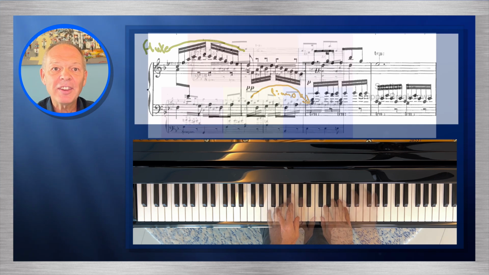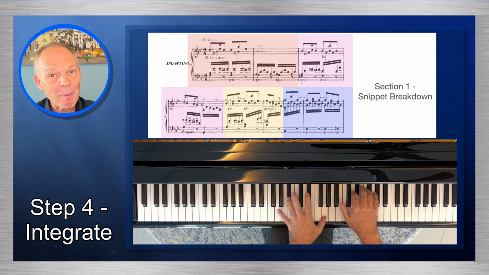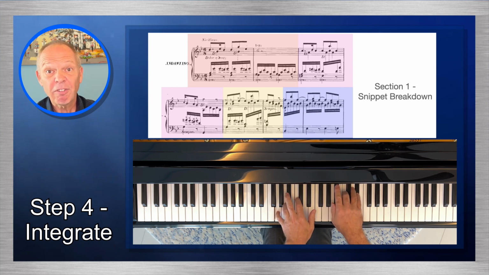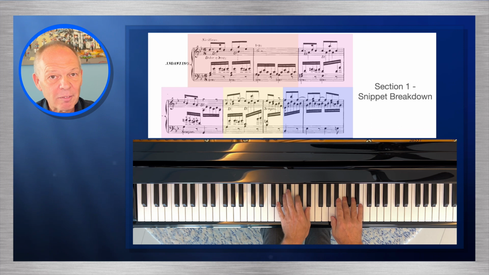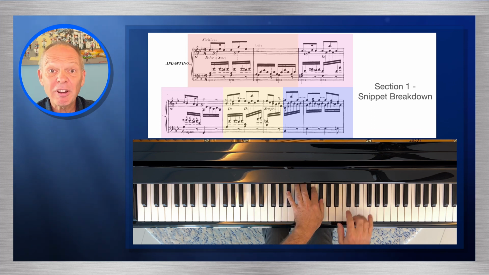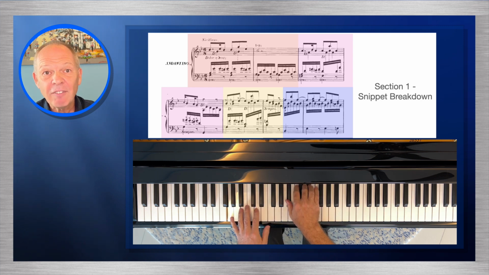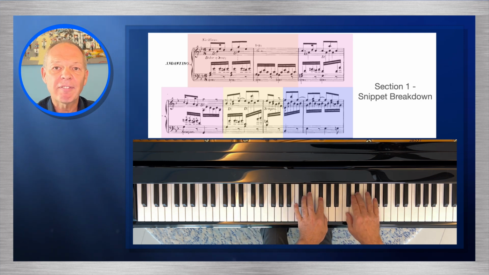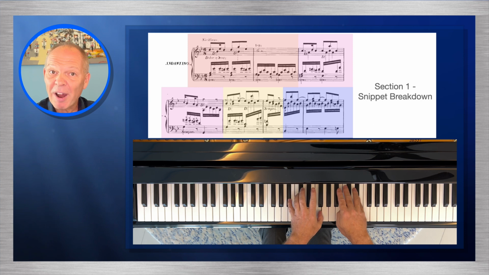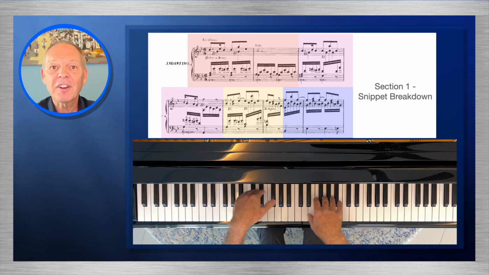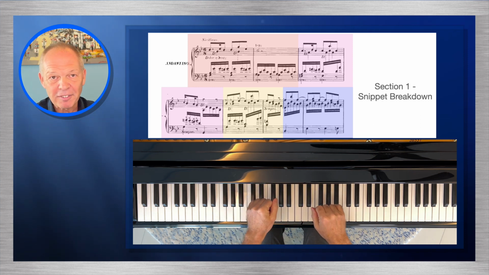As you start getting these different snippets under control, think about integrating them. First, play just snippets 1 and 2 together. Practice also snippets 3 and 4 together. Then maybe 3, 4 and 5 together. And then finally start to join all 5 end to end. You can do this gradually over several days while starting to work on the second section, for example.